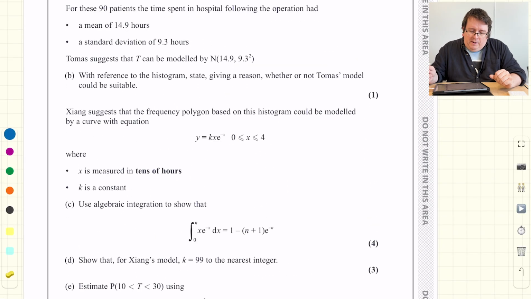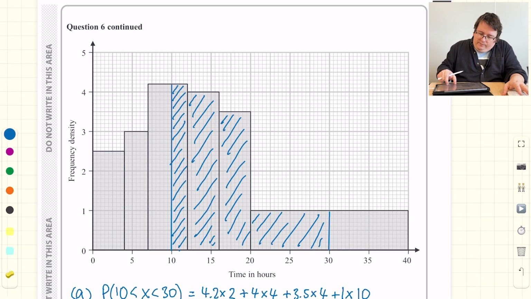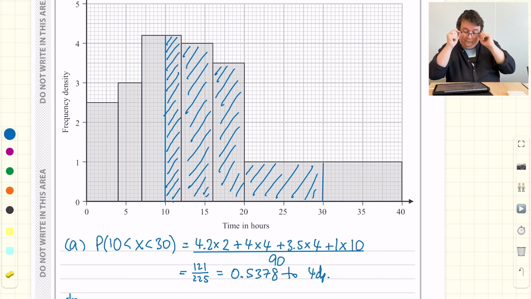So for these 90 patients, the time spent in hospital following the operation had a mean of 14.9 hours, a standard deviation of 9.3 hours. Thomas suggests that T can be modelled by a normal distribution with a mean of 14.9 and a standard deviation of 9.3, or variance 9.3 squared. Part B, with reference to the histogram, state giving a reason whether or not Thomas's model could be suitable. Right. Here is the histogram.